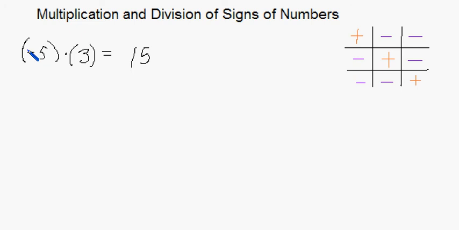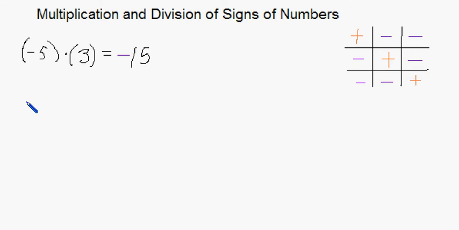So if we're multiplying a -5 times a +3, you're saying that you're multiplying a negative number times a positive number, and the answer should be negative. So that means that our answer is negative. So we have -15.